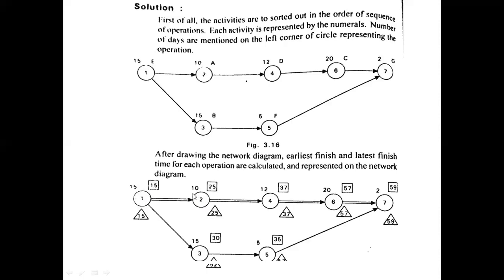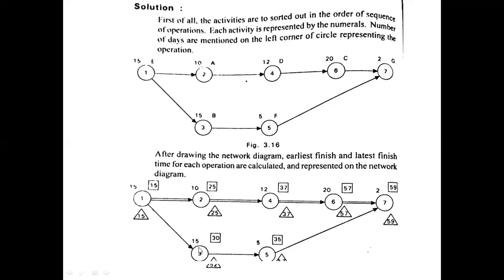How you do this is by taking the earliest finish time of the previous activity plus the duration of this activity. So we will get the earliest finish time of this second activity. For the second activity, what is the duration? 10 days. 10 days plus 15 days gives 25 days. And we have to follow the sequence up to the last.